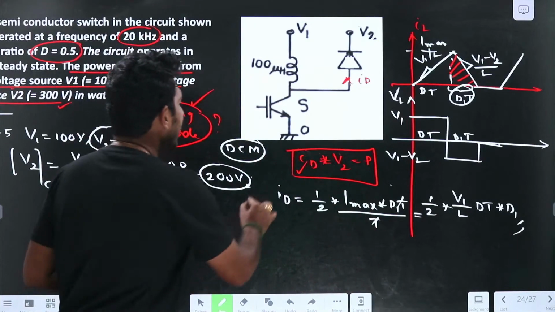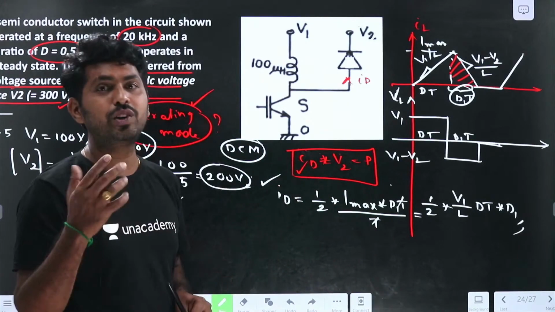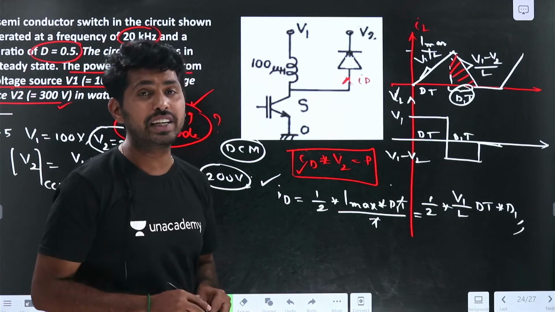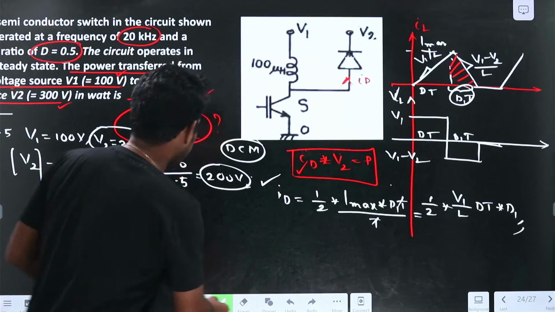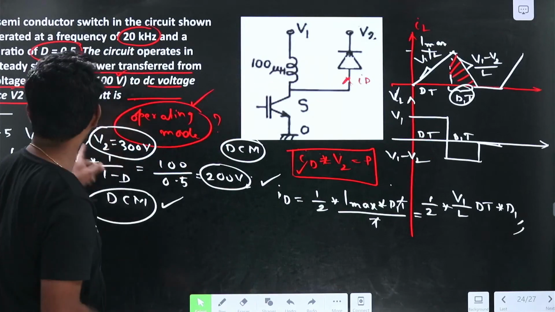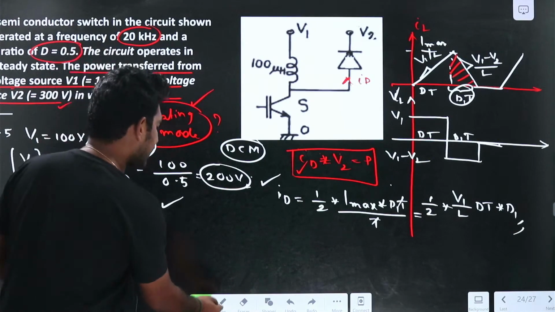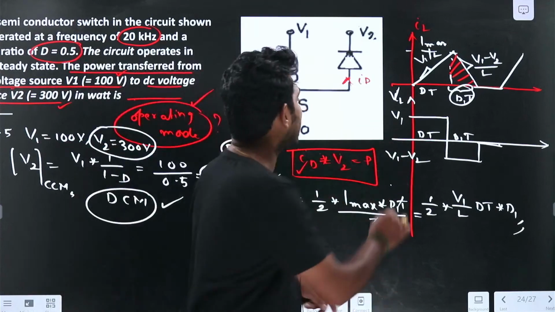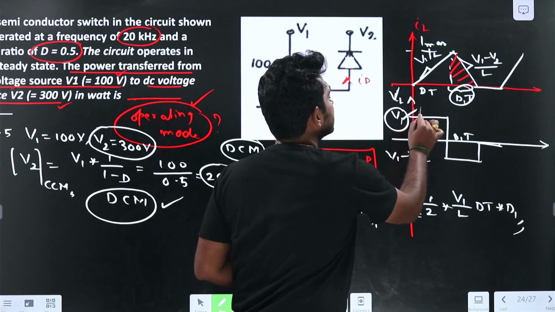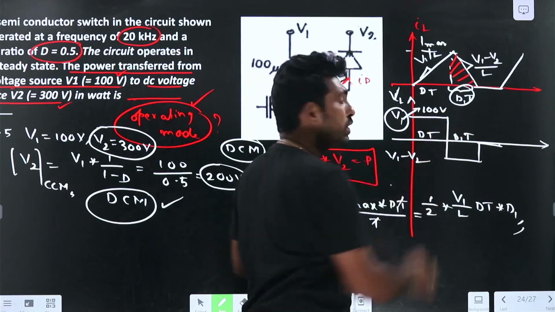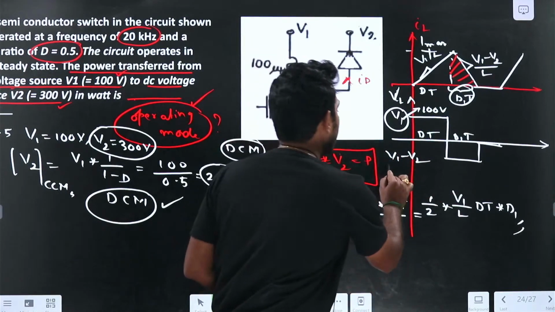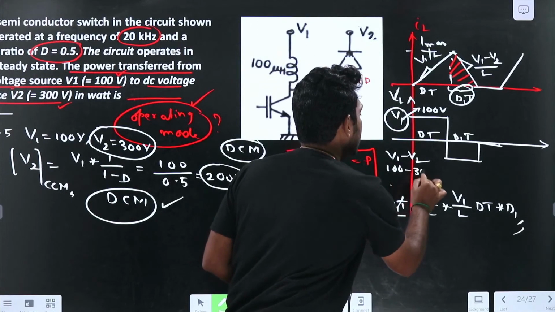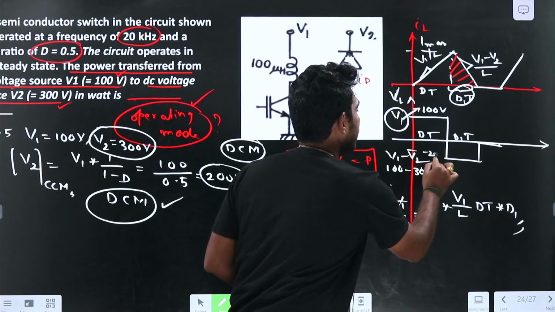So now I got the ID waveform. But in this I don't know the value of D1. How can I find D1? By applying the volt-second balance. V1 is given as 100 volts and V2 is given as 300 volts. Now V1 minus V2 becomes 100 minus 300, which is minus 200 volts.